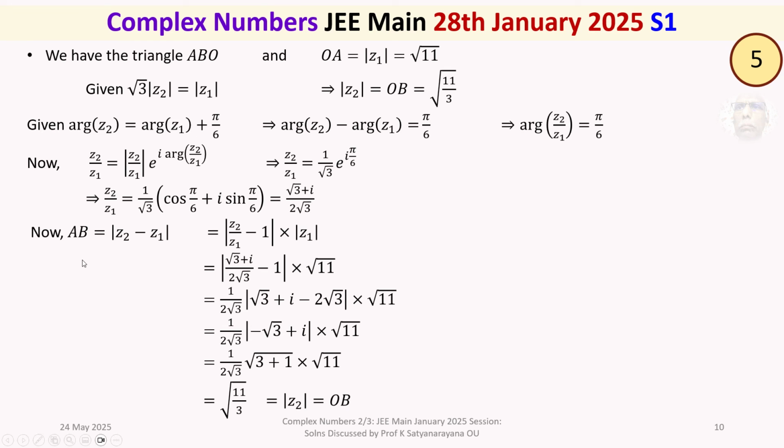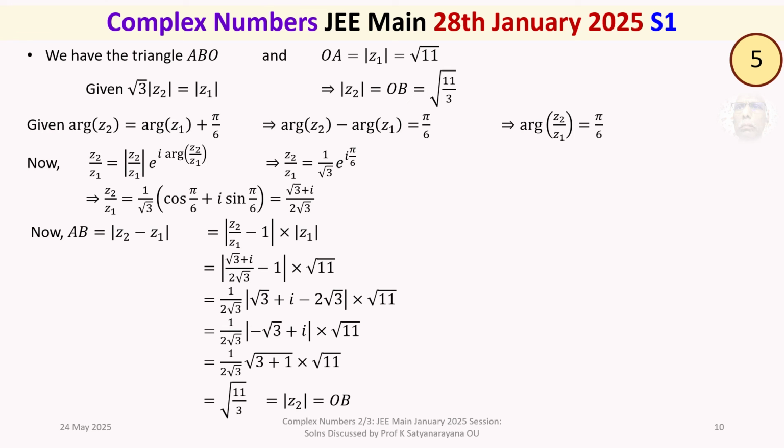Right? We got this. So thus we got the length of the side OB: OA is root 11, OB is root of 11 by 3. The length of AB is root of 11 by 3 and that is equal to OB. AB is equal to OB. So that means your triangle ABO is an isosceles triangle.